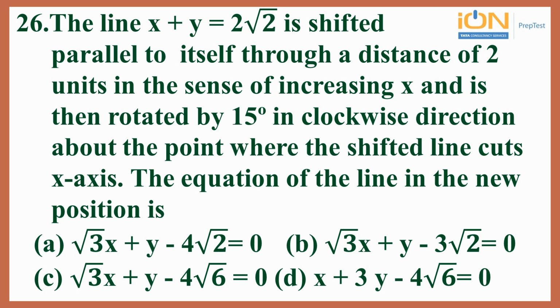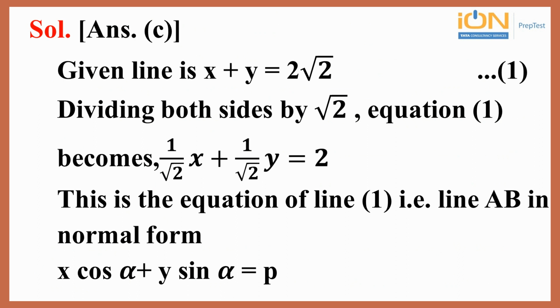Second option, root 3x plus y minus 3 root 2 equal to 0. Third option, root 3x plus y minus 4 root 6 is equal to 0. And fourth option, x plus 3y minus 4 root 6 is equal to 0. The right option is the option C. And let us see how it comes. We are given the line x plus y equal to 2 root 2. We shall convert this into normal form. By dividing by root 2, we have it in the form of x cos alpha plus y sin alpha equal to p. And clearly cos alpha and sin alpha are both equal to 1 by root 2.